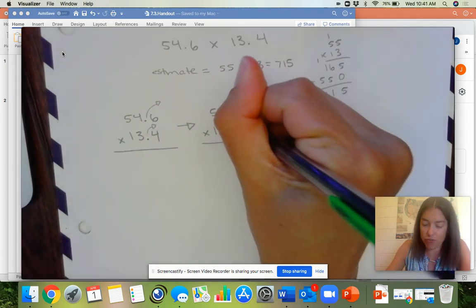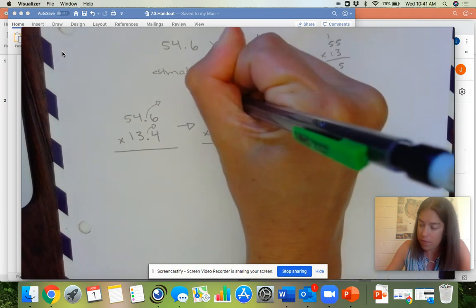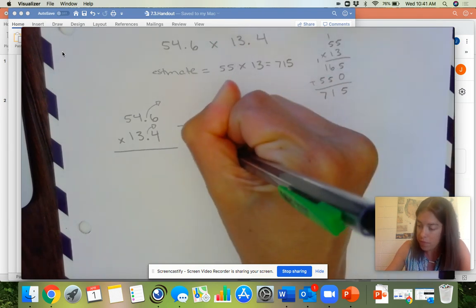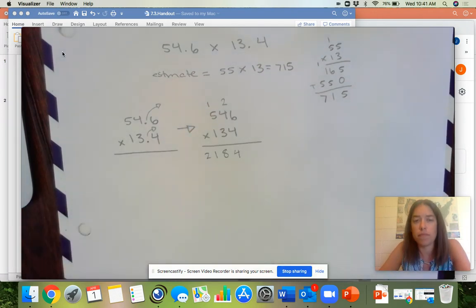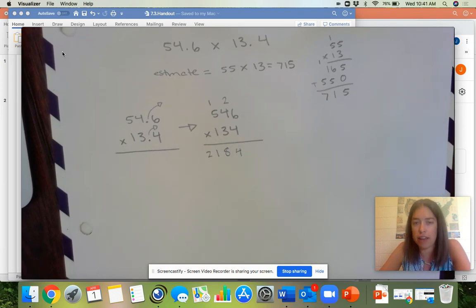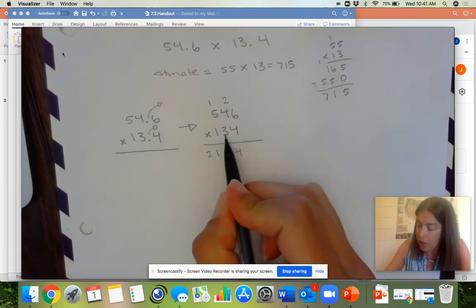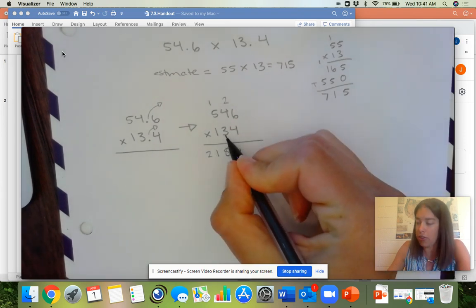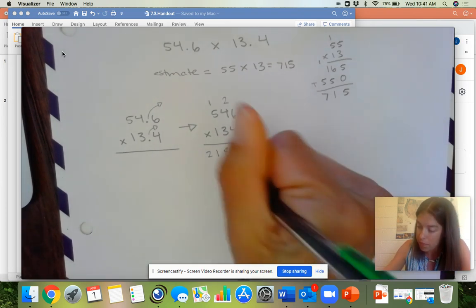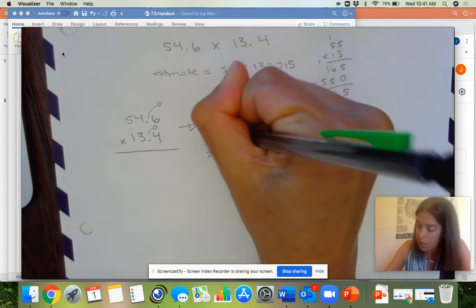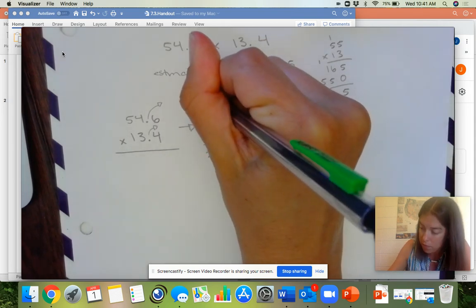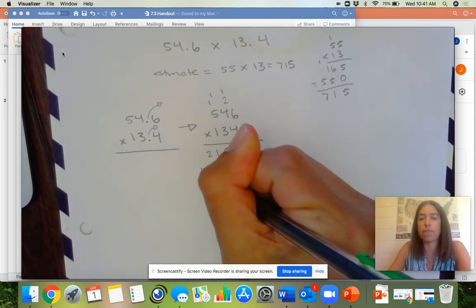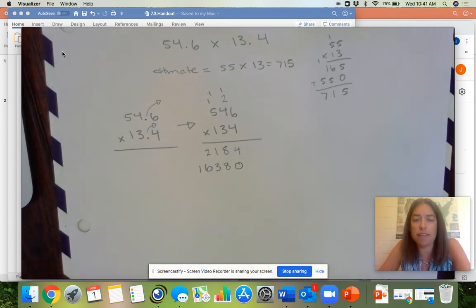Go ahead and do your first row. Double checking that you got 2,184. As I move over, I know I need to add my 0 since I'm really multiplying by 30. And double check that you also got 16,380.